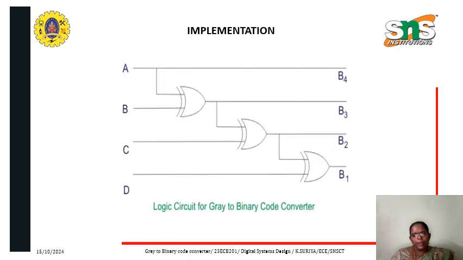So this is the logic diagram. You'll be getting B4 is equal to A, B3 is nothing but A XOR B, B2 is A XOR B XOR C, and B1 is A XOR B XOR C XOR D, as shown here. So when we give a gray code A, B, C, D as input, we'll be getting the corresponding binary code B4, B3, B2, and B1. So this is the design of gray to binary code converter.